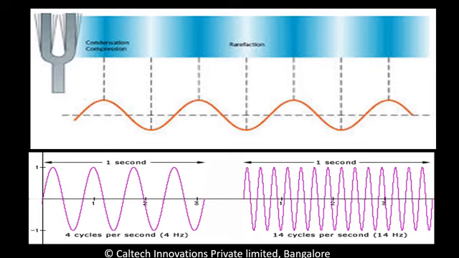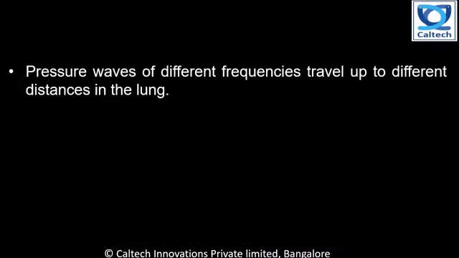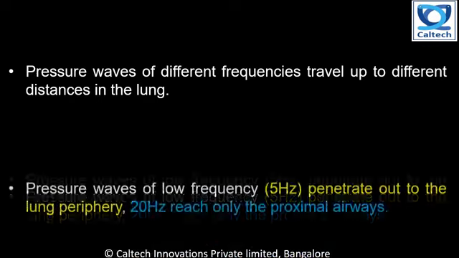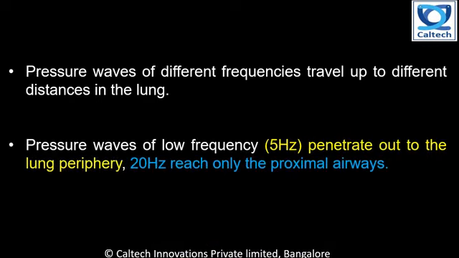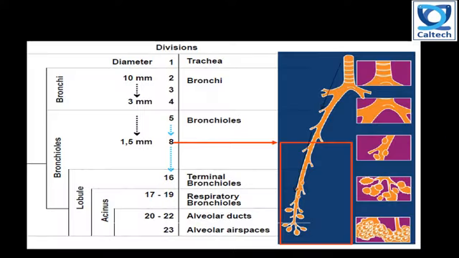A wave has a property called frequency. In a wave, if there are 4 cycles, point to remember, pressure waves of different frequencies travel up to different distances in the lung. The pressure wave of a low frequency, that is 5 Hz, penetrates out to the lung periphery, while a high frequency of 20 Hz can travel only till the proximal base.